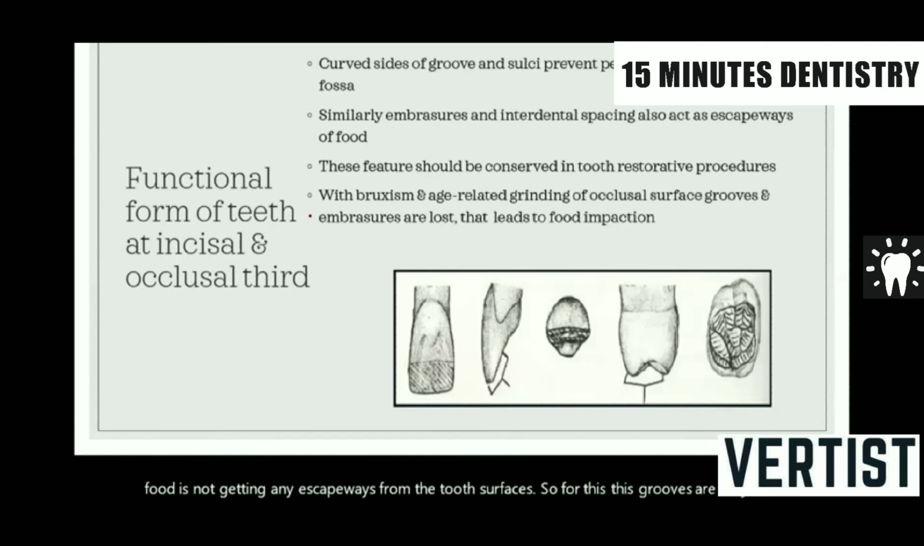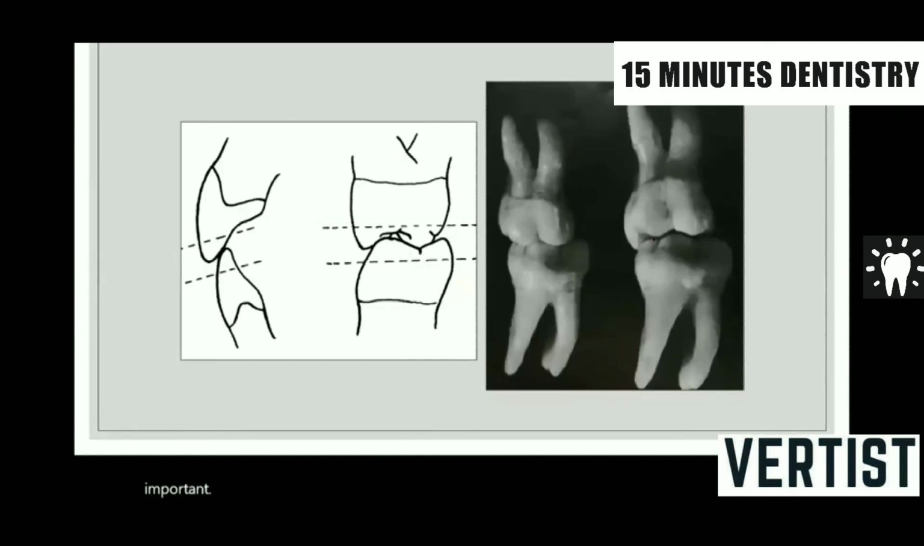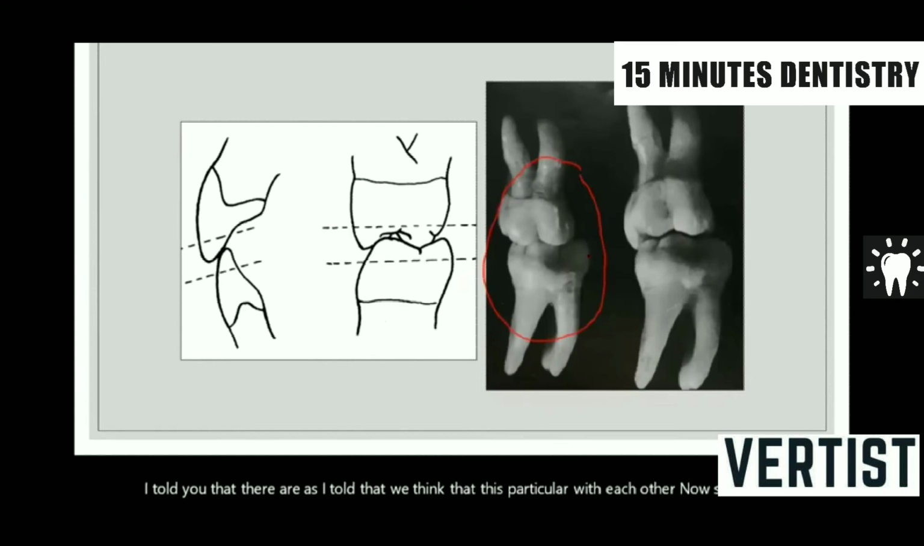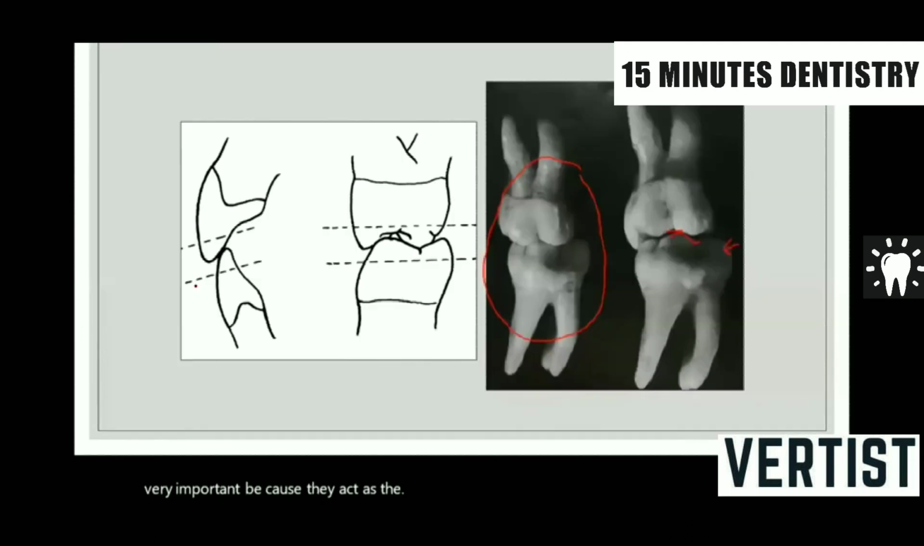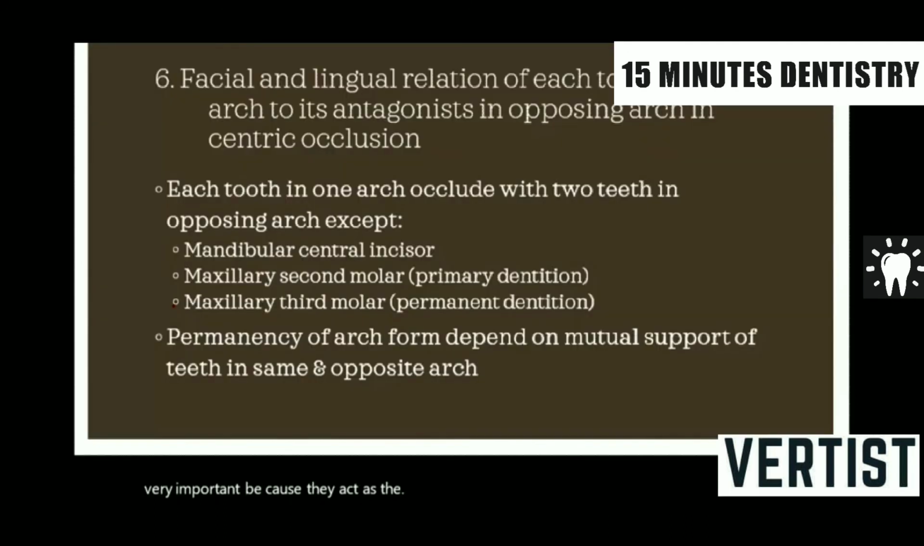As I told you, we think that these teeth snugly fit with each other. Now see in this particular view, it appears as if there is no space. But just move that tooth. If you are viewing it from a slightly mesial aspect, you will notice that there are spaces in the occlusion points. These spaces are very important because they act as escape ways. They behave similarly to what we call embrasures.